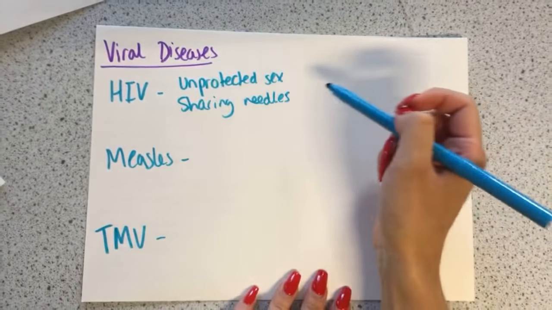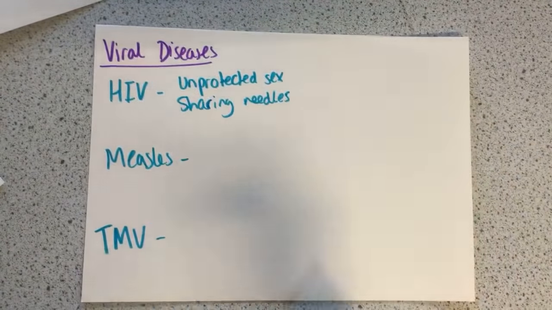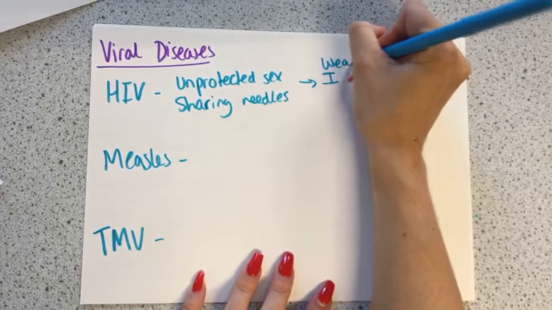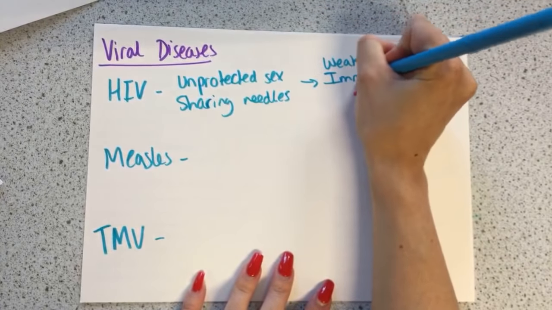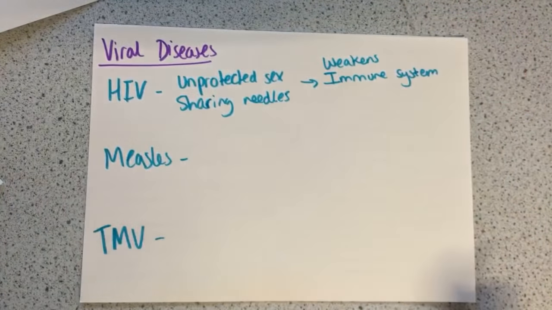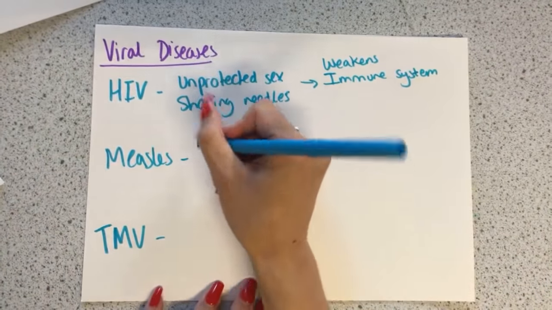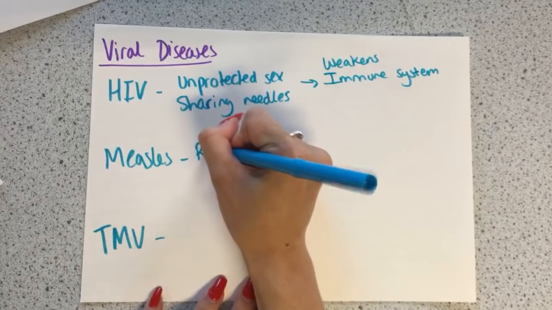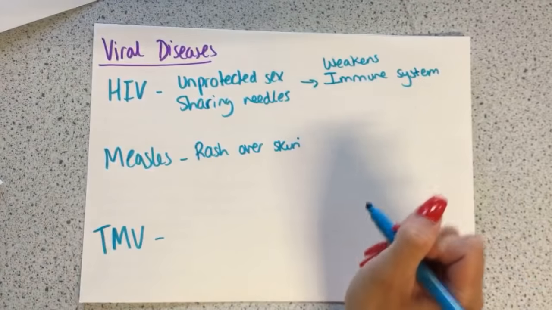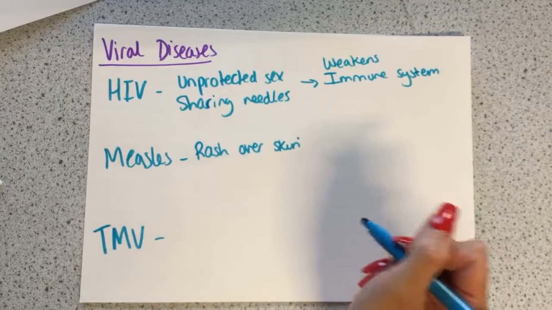Right, so HIV, again, can be caught through unprotected sex or sharing of needles. And the prevention would obviously be to, again, have protected sex, don't share needles. And the big thing about HIV is that it affects your immune system. And therefore, if you get another infection, you are less likely to be able to fight it off. Measles then causes a rash all over your skin. It's caught through if somebody sneezes or coughs on you.